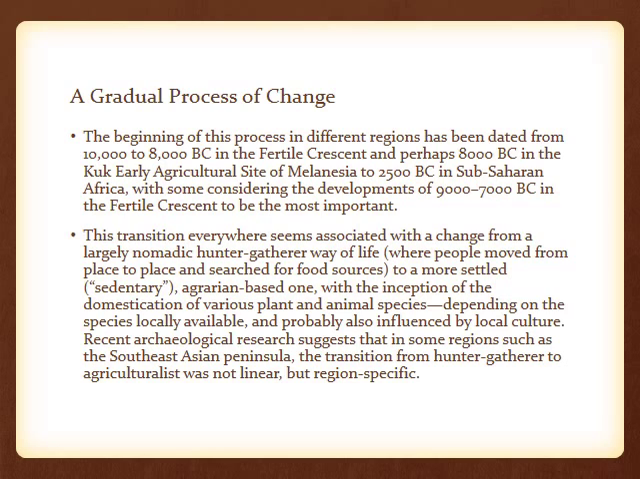Now, this transition everywhere seems associated with a change from nomadic hunters and gatherers, where people are moving from place to place searching for food, to a more settled or sedentary life. It's an agrarian-based life with the inception of the domestication of various plants and animals. People are growing food and raising animals for food or other byproducts like their hides. It depends on the species that are locally available, and it was probably also influenced by culture. Recently, archaeological research suggests that in some regions, like in Southeast Asia, the transition from hunter-gatherers to agriculture was not something that happened in a straight line, but something that happened and stopped and then happened and then stopped.